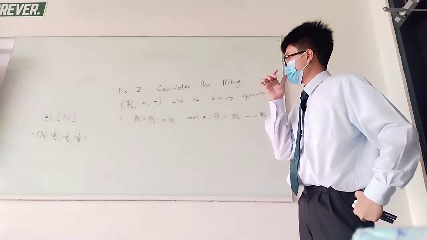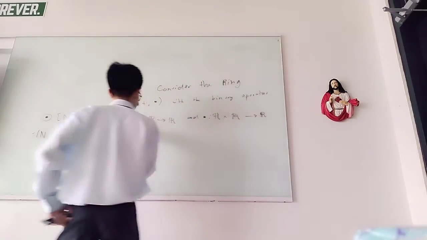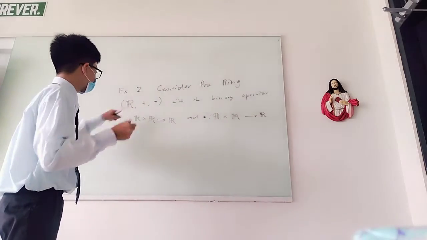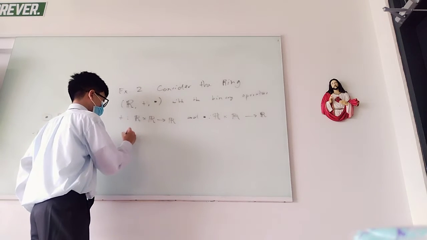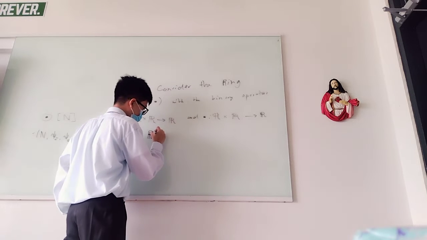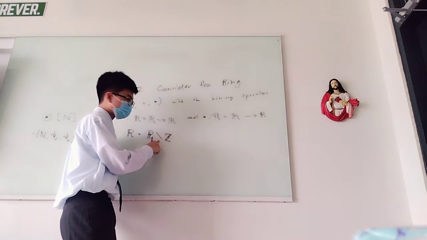okay, let's try to decompose the case. Let's try to decompose this case. So extract Z from R. So let's express R as a union now, R as a union of R without Z, without the integers. So this is a set minus. This is not a quotient group, okay?